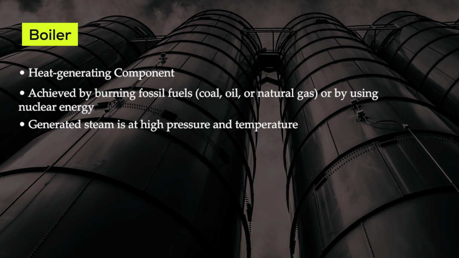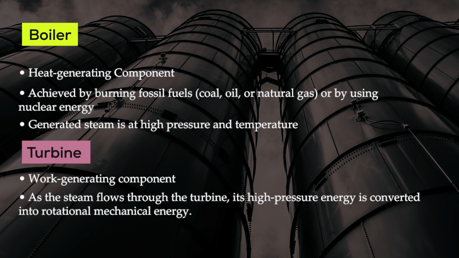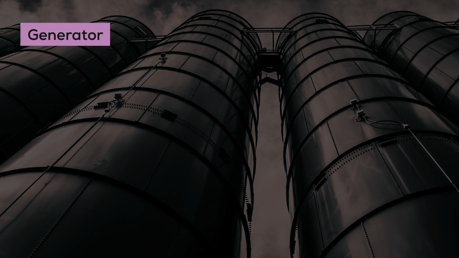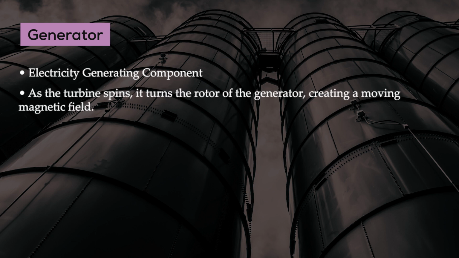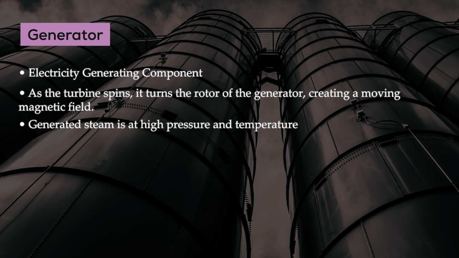Now we will enter into the turbine. What is a turbine? Turbine is a work generating component. As the steam flows through the turbine, its high pressure energy is converted into rotational mechanical energy. Now about the generator, what is the function of the generator? Generator is an electricity generating component. As the turbine spins, it turns the rotor of the generator, creating a moving magnetic field. The movement induces electric current, ultimately producing electrical energy.